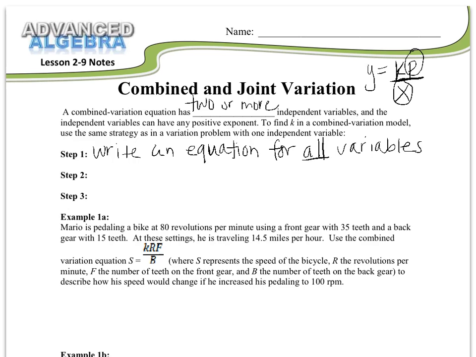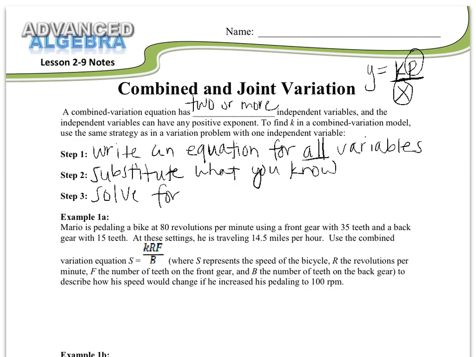Step 2, you're going to substitute what you know, or what you're given. And then step 3, you're going to solve for k. So it's really the same process as you've done with direct variation equations and inverse variation equations. It's just going to have both direct and inverse in it. So we'll go through an example so you can see how this works.